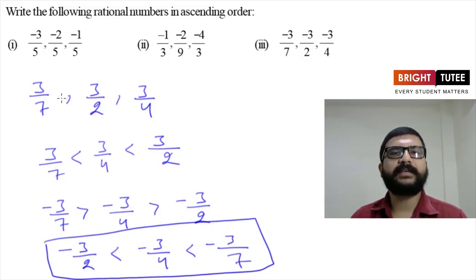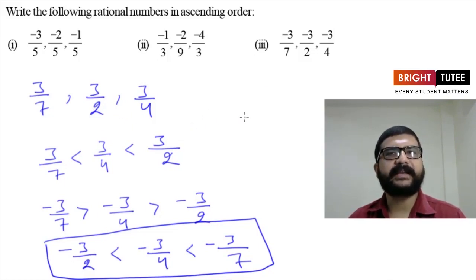So here we have seen one new thing. If numerators are same, then the number having smaller denominator is greater one. So here 3 upon 2 was the greatest one because the denominator 2 is the smallest here. So this is how we can arrange the numbers in ascending order. Ascending order means from smallest to biggest.